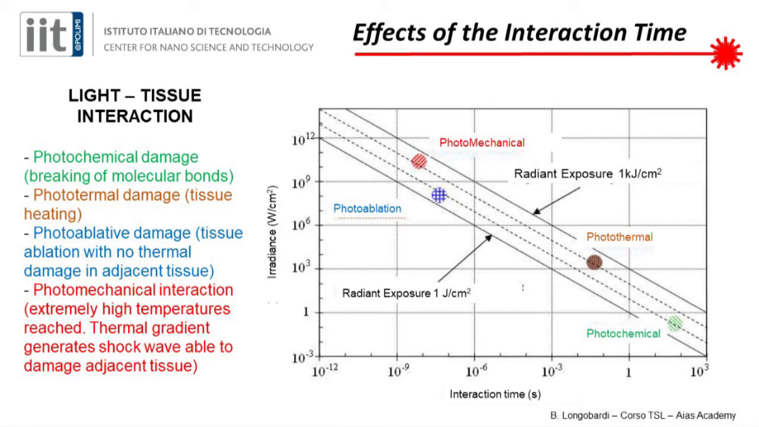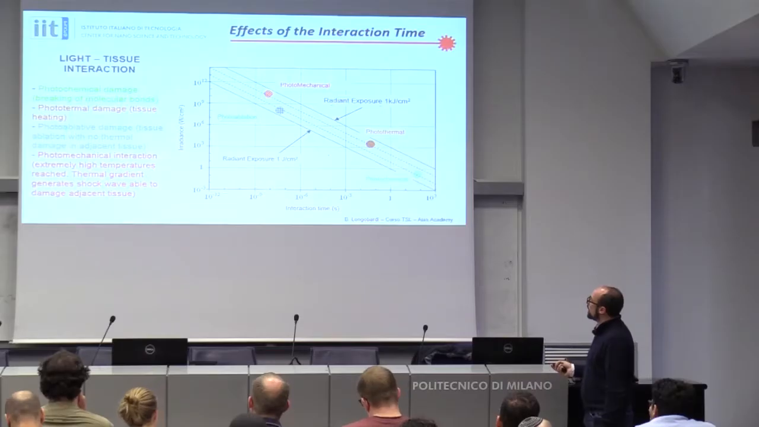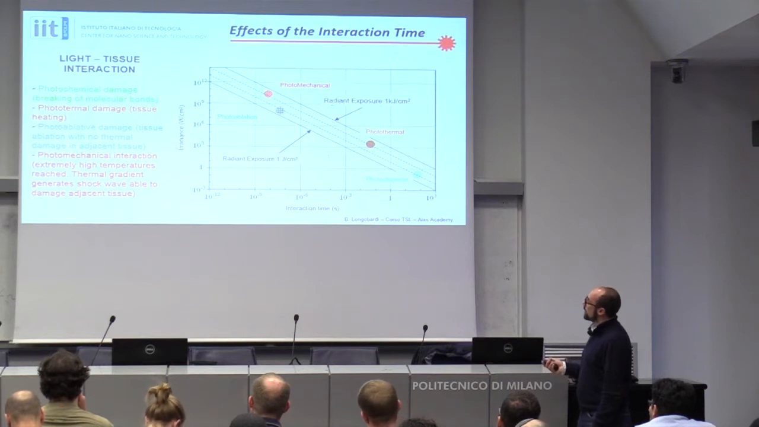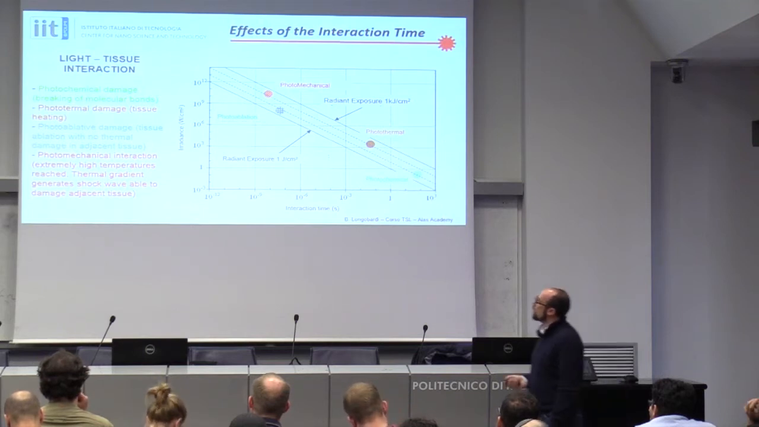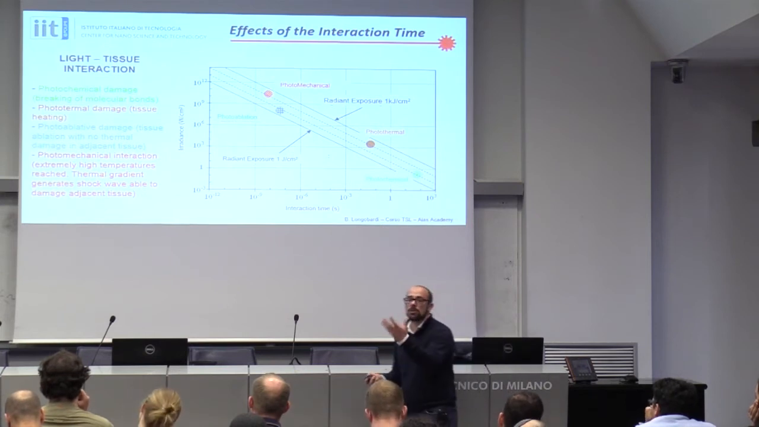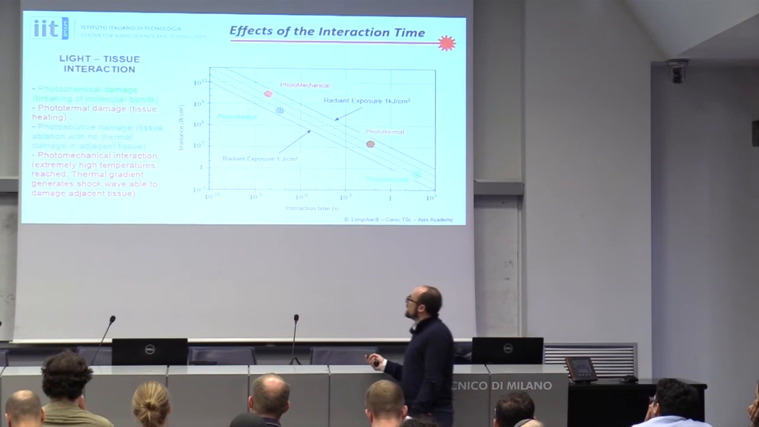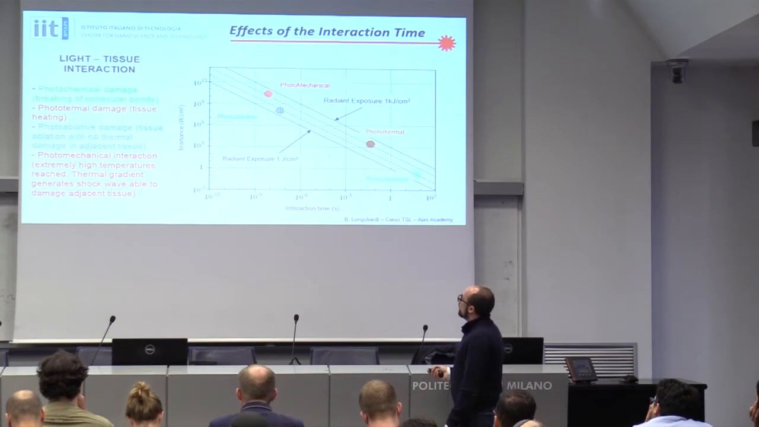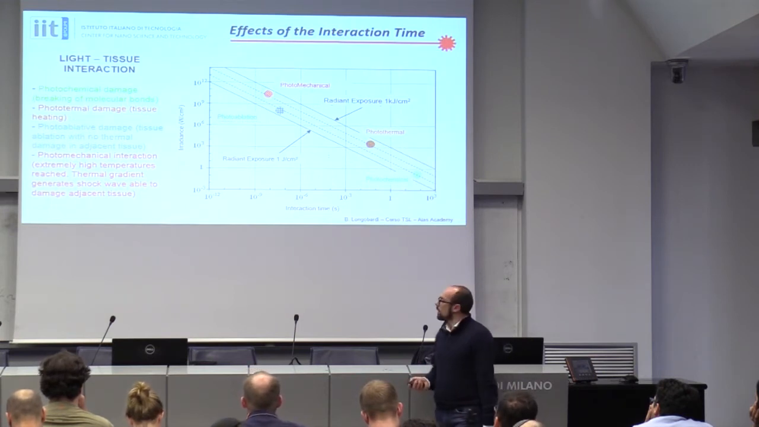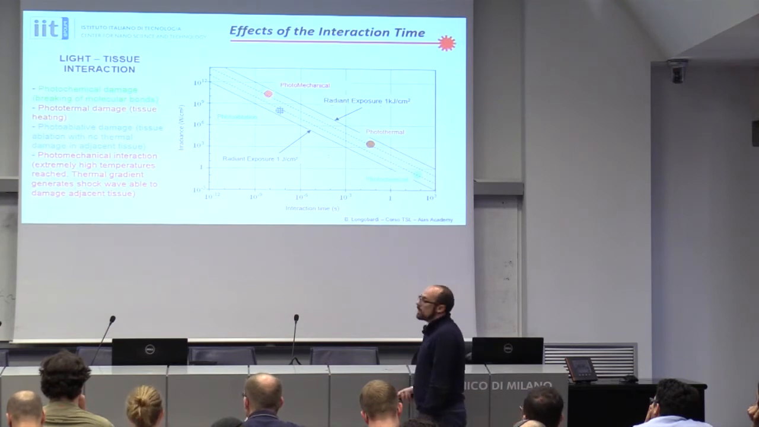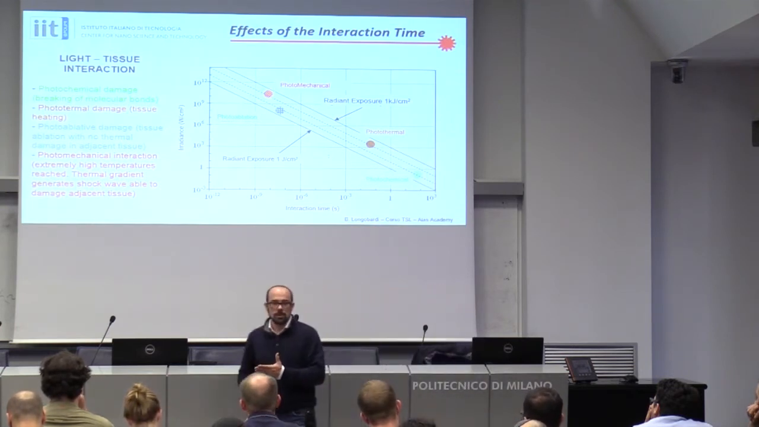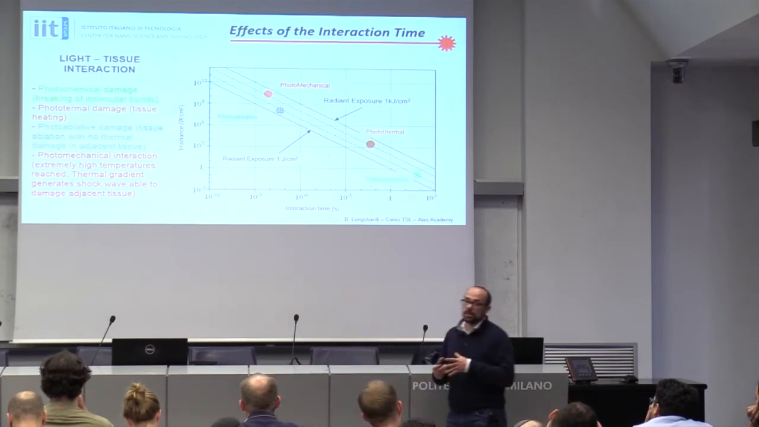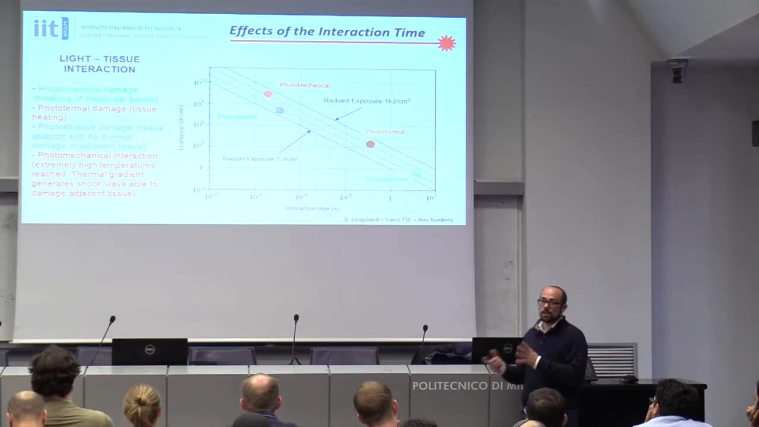Now, this is quite interesting to me. This is the kind of interaction and so damage you can have by light, okay? So you can have photochemical damage, which is breaking of molecular bonds. You can have photothermal damage, which is actually heating. You can have photoablative damage, which means that the tissue is removed, so it's ablated by the laser light, but there's no thermal damage in adjacent tissue. And you can have photochemical interaction, which means that you reach extremely high temperatures in the tissue, and the thermal gradient is able to generate shock waves that damage the adjacent tissue, okay?